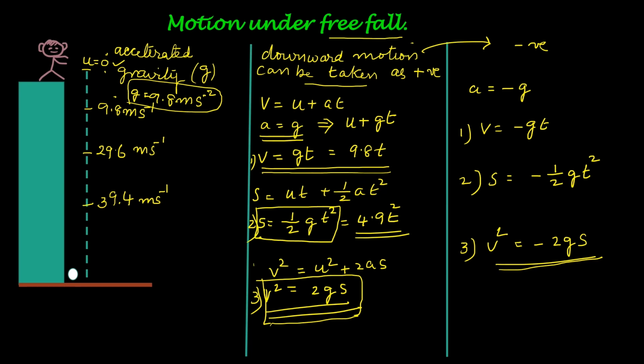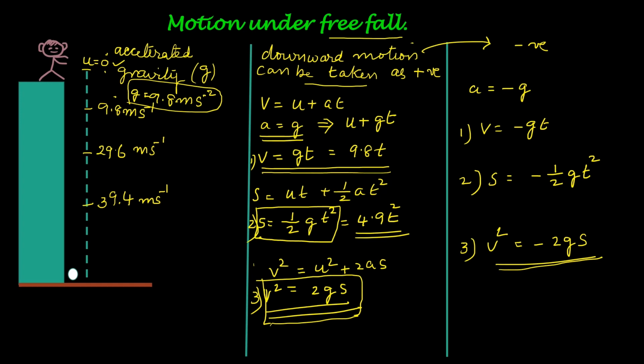So when downward motion is taken as negative, acceleration due to gravity is taken as negative, and if it is taken as positive, then acceleration due to gravity is taken as positive. If downward motion is taken as negative, then upward motion is taken as positive. The sign convention should be correctly followed so that you get the answer correct while doing numerical problems.